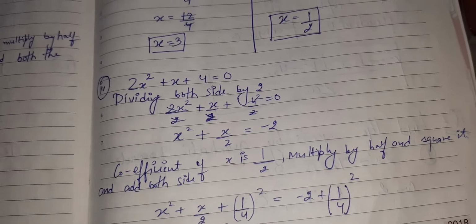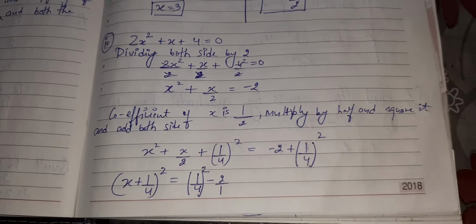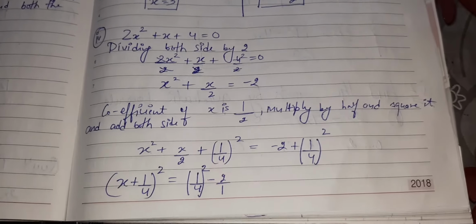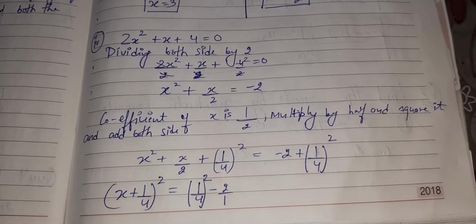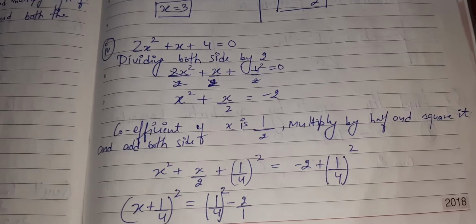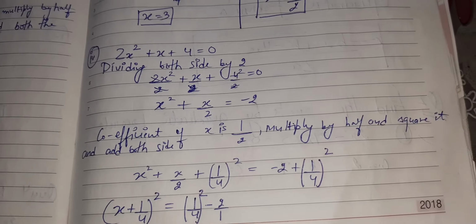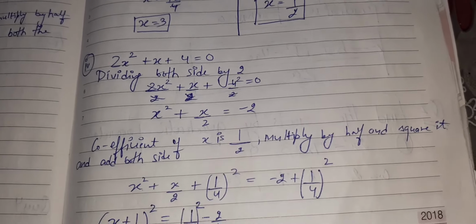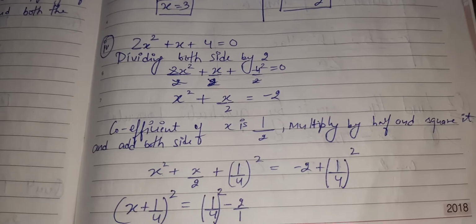Second and third parts you have to do as homework. Fourth part I am doing for you. In the same manner, the question is 2x square plus x plus 4. Just divide the whole equation by 2, because I have to make the coefficient of x square 1. So it will become x square plus x by 2 is equal to, it was 4 but 4 by 2 is 2, it is minus 2 now.